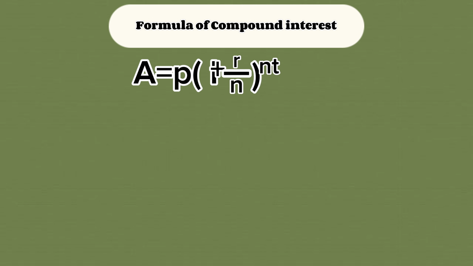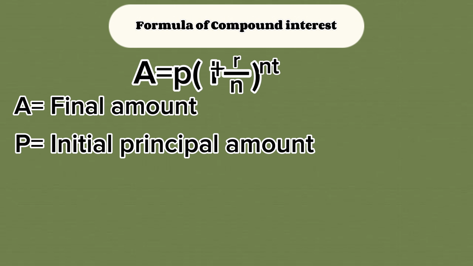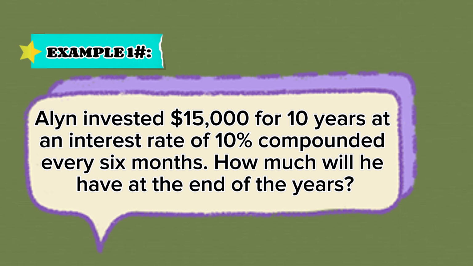So now I will show you the formula of compound interest. So A is for amount equals P (1 plus R over N) raised to the power of NT. So A is for a final amount. P is initial principal amount. And R is a percent of interest rate. And the T is for time.